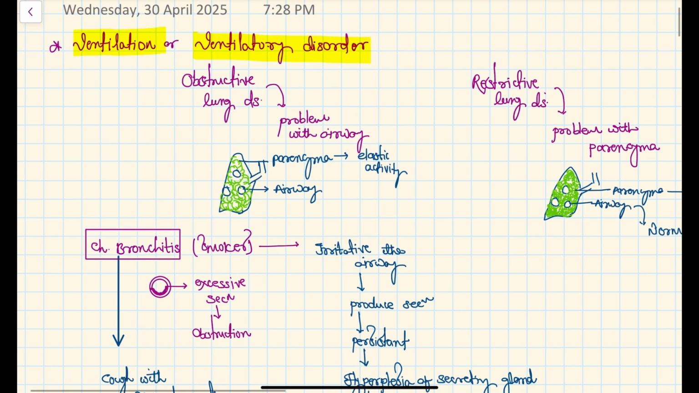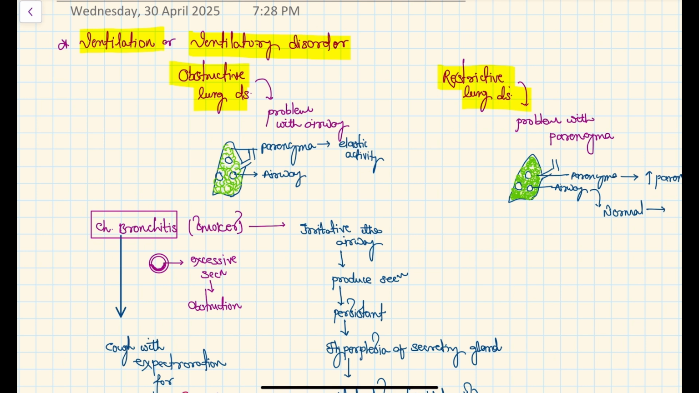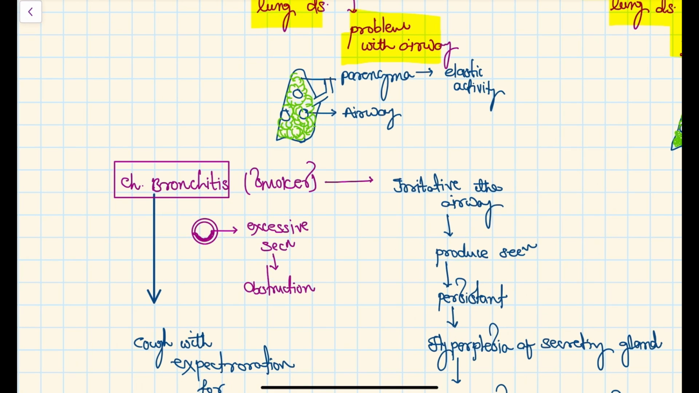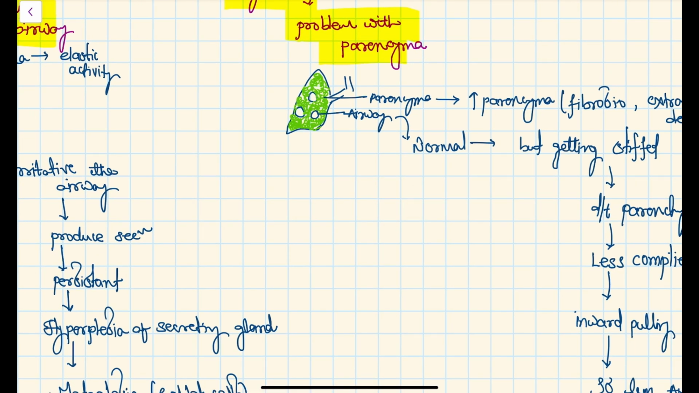In this we are talking about obstructive lung disease and restrictive lung disease. So what is obstructive lung disease? Basically it is a problem with the airway. And restrictive lung disease is a problem with the parenchyma. See here, in obstructive disease the problem is with the airway, and in restrictive disease there is a problem with the parenchyma. So what happened with the parenchyma?